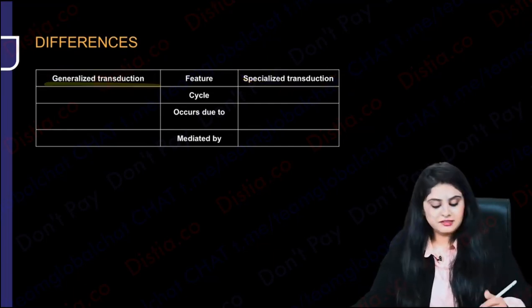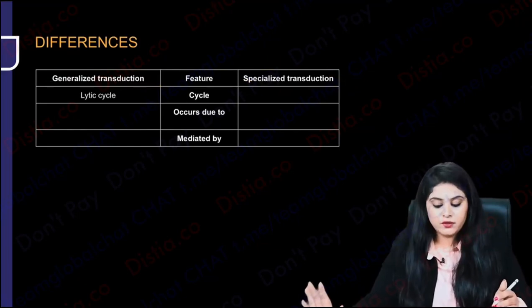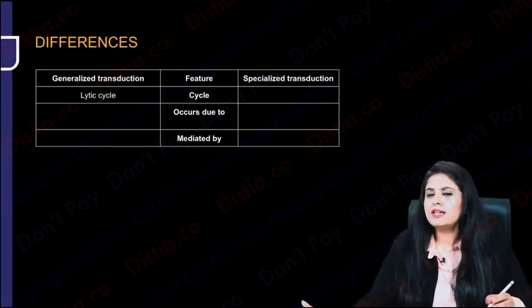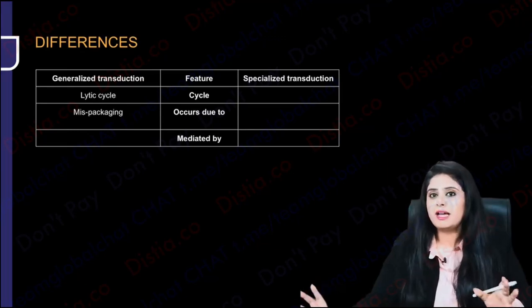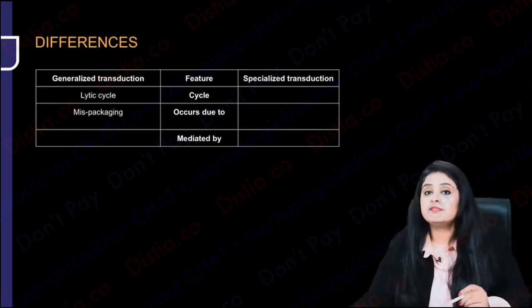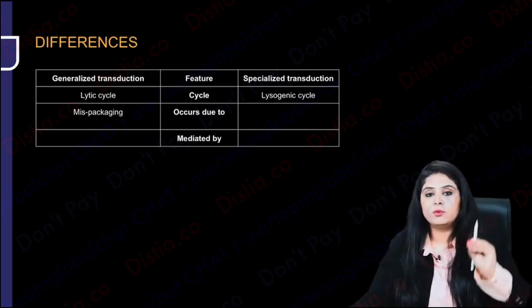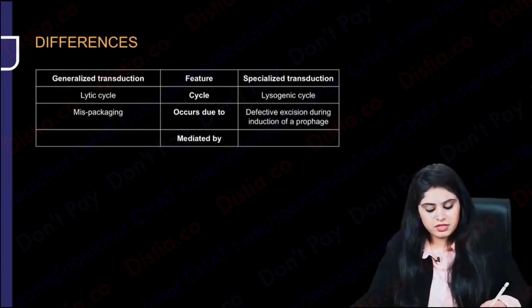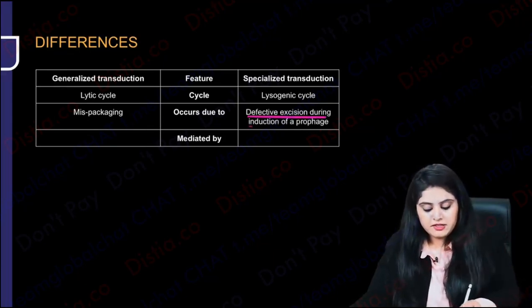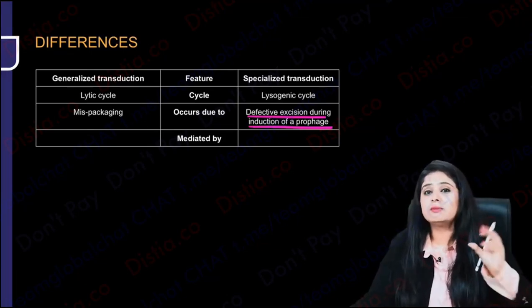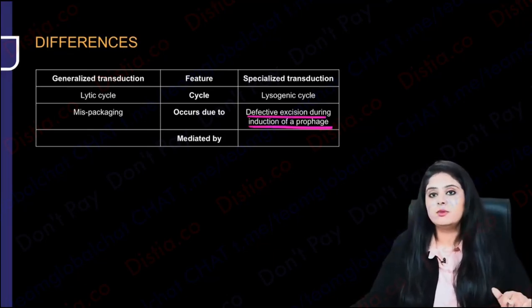In generalized, only lysis was happening. I was only focusing on the lytic cycle. And why was that happening? Remember, the packages were mispackaged. That is what I told you. Whereas in specialized, there was a lysogenic cycle happening, because of the prophage and induction, the fusion and separation, right? There was going to be defective excision during the induction. Induction means in that separation phase there was a problem happening.